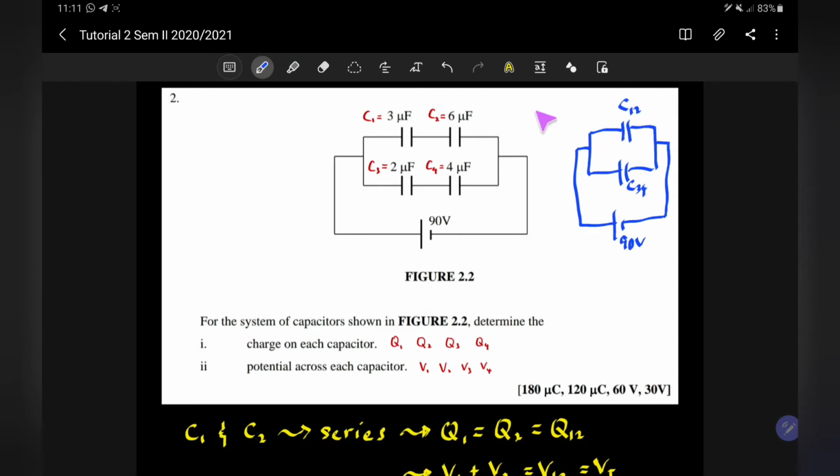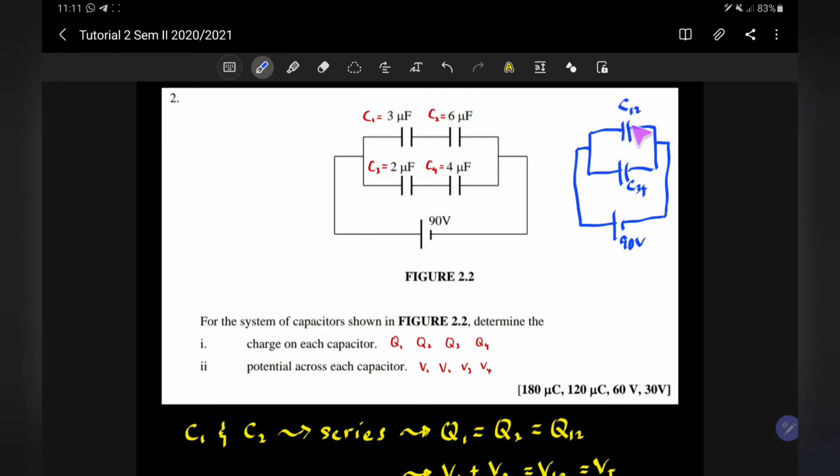So this is C12 and this is C34. They are arranged in series. And at last here, we may conclude that C12 and C34 are just arranged in parallel, isn't it? So remember, for any parallel arrangement, the potential should be the same. In this case, the potential of 12 equals the potential of 34 equals the potential supply. So V here equals 90 volt, and also here still equals 90 volt. Why? Because they are arranged in parallel.